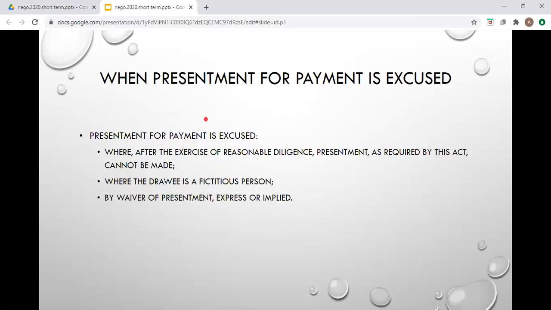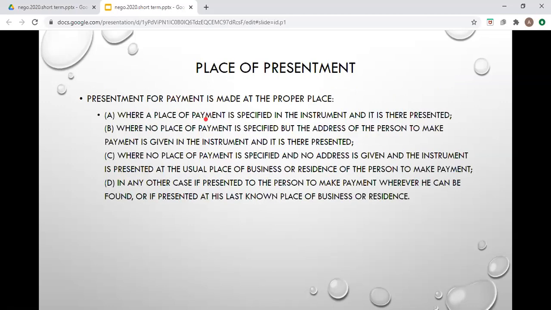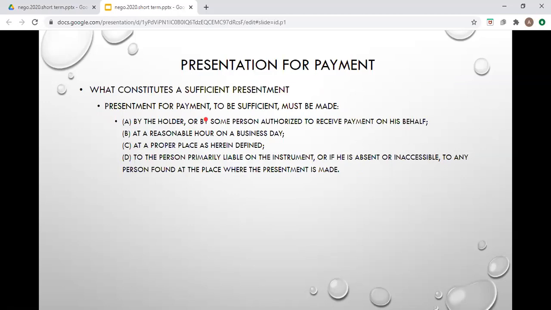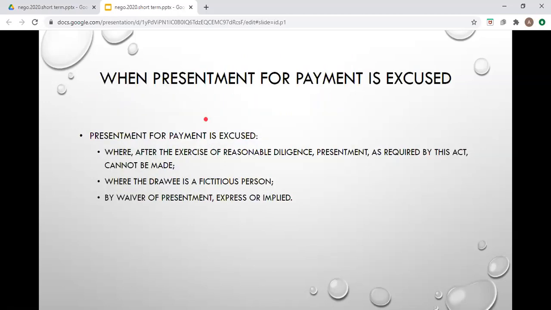Okay? So when is presentment for payment excused? Where after the exercise of reasonable diligence, presentment required cannot be made. So it's impossible to comply with this proper place of presentment or reasonable hour on a business day. Then in that case, you can now consider the presentment for payment excused. Or in a situation whereby the drawee is a fictitious person, because really there is no person who will become the acceptor, and if there is no acceptor in that bill of exchange, there is no one who would actually pay the instrument. And then another one would be when there has been waiver of that presentment. Okay, it could be express waiver or an implied waiver.